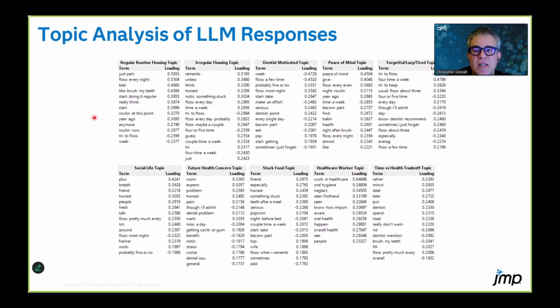The two most dominant topics were related to flossing frequency. The first topic is subjects saying they were regular routine flossers, saying things like "floss every night" and "routine at this point." The second topic was related to irregular, inconsistent flossing, with tokens like "couple times a week," "remember," "unless," "honestly" having positive loadings, and tokens indicating flossing 4 or more times a week having negative loadings.